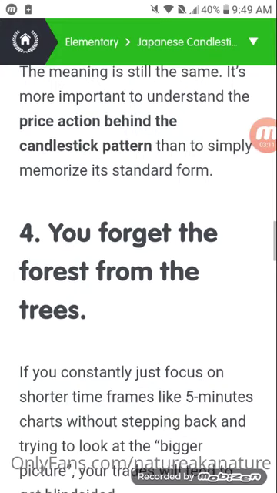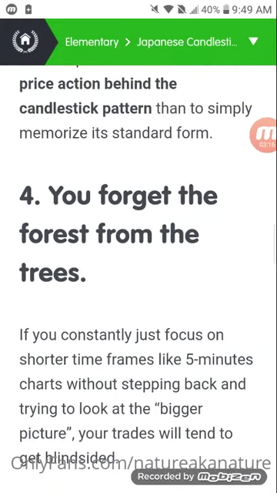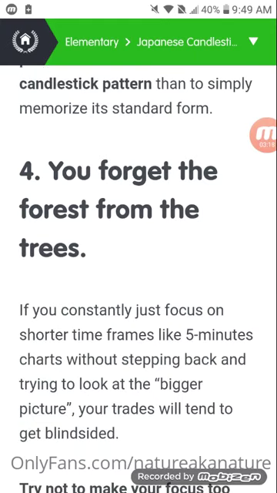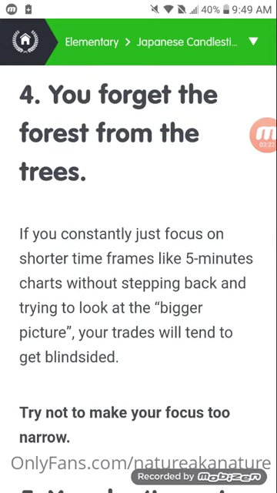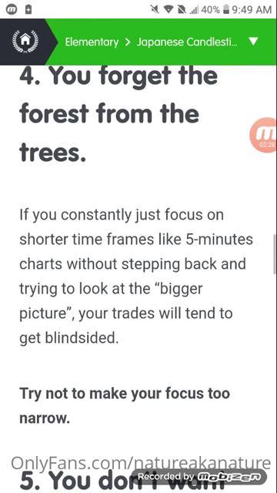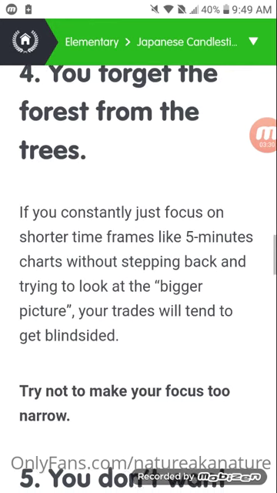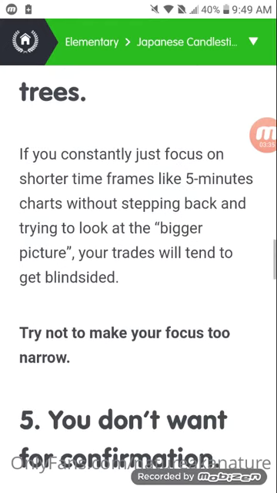Pay attention to price action at resistance and support levels and what the candlesticks do around those levels. You can't see the forest for the trees if you constantly focus on the shorter time frame, like the 5-minute chart. We're stepping back and trying to look at the bigger picture. You have to look at the 4-hour and the daily chart, that's the overall trend, so your trade won't be blindsided. Try not to focus too narrowly.